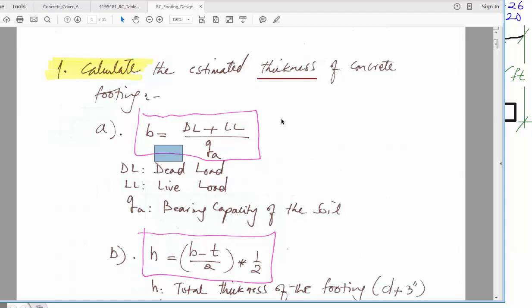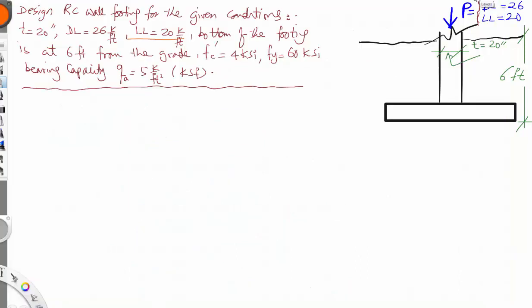So step number 1 is calculate the estimated thickness of concrete, meaning we have the task of doing this part first. I suggest you write the exact same thing when you do the design, be it in the assignment or in the test. So it is: calculate the thickness of footing, which in our calculation is called H.